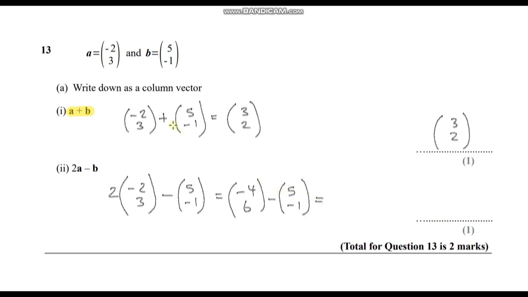Just like before, when we were adding the corresponding components, now we're subtracting the corresponding components. So -4 take away 5 will give us -9. And we've got 6 take away -1. So be careful, we're not doing 6 take away 1, we're doing 6 take away -1. So that actually becomes 7. So that is our final answer as a column vector, (-9, 7).